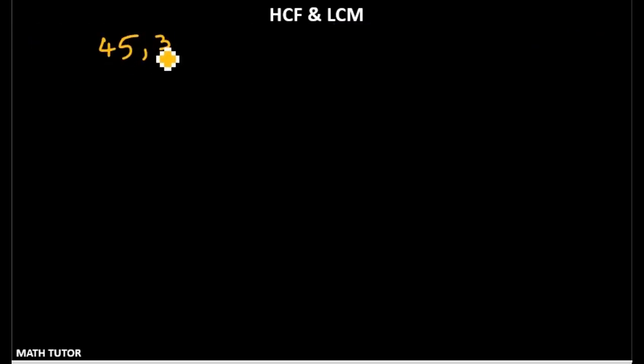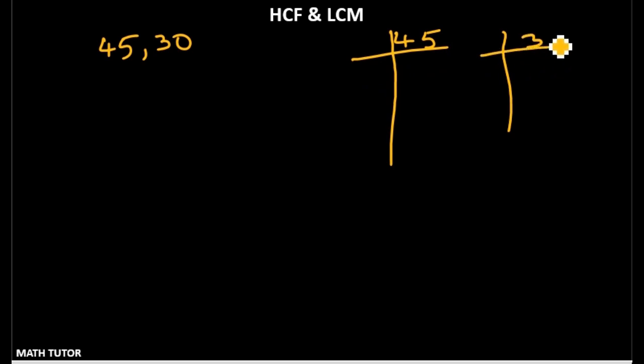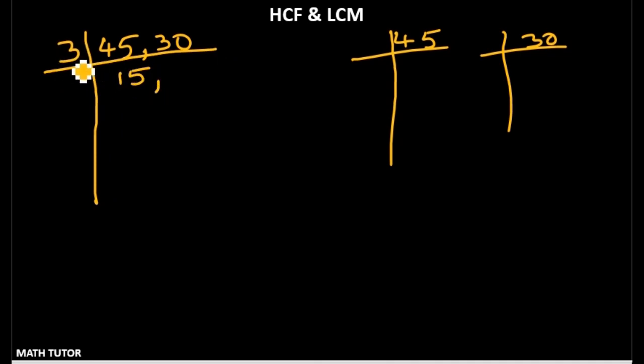45 comma 30. This can be done in two ways. Either you do division individually, like 45 and 30, or you do it by keeping a comma in between these two. I prefer this method, more faster and more easier. 45 and 30. First I'll go for the 3 table. 3 15s are 45. 3 times 10 equals 30. There's a comma. Instead of doing separately, we just kept a comma and we're doing together. Don't get confused.